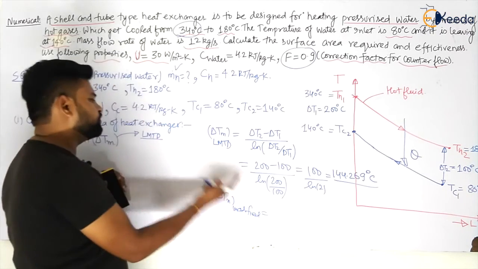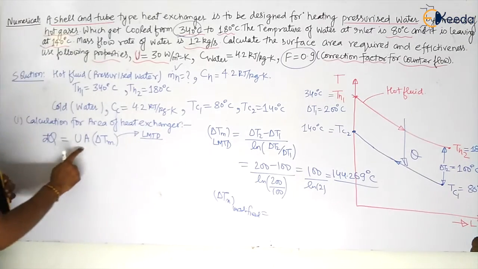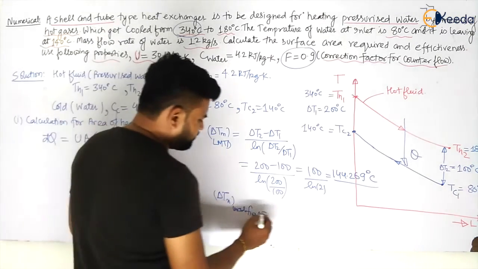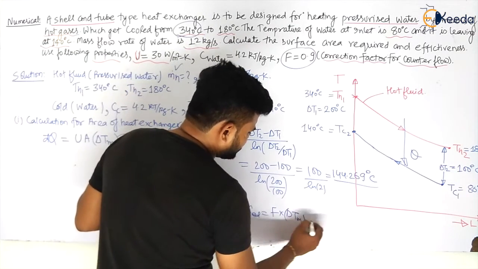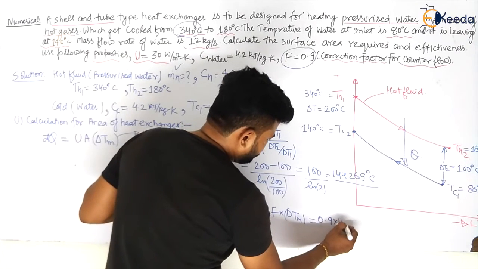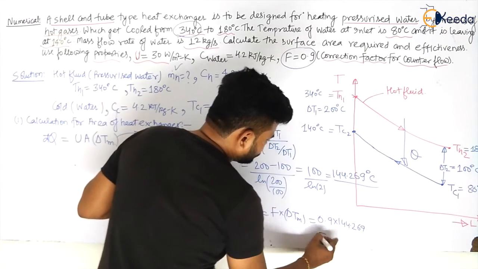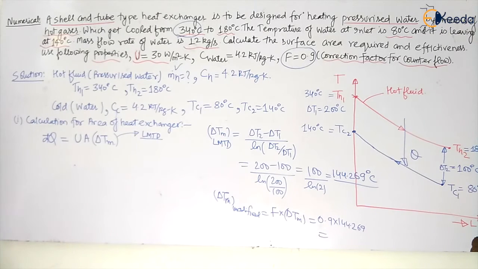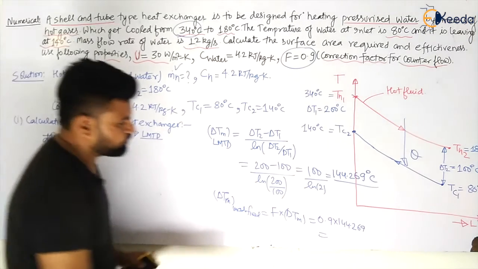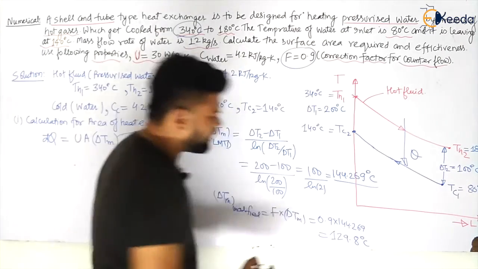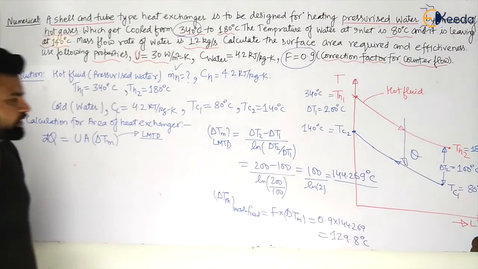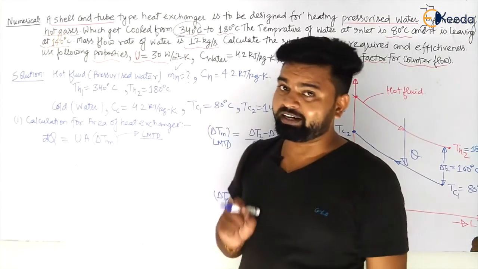You can directly multiply here also in this equation, my dear students. So delta Tm modified will be equal to nothing but F into delta Tm. So this will become equal to 0.9 multiplied by 144.269. So this will become equal to how much? Let us see. If I multiply that value with 0.9, I will have 129.8 degree Celsius. So now I have the modified value of delta Tm.